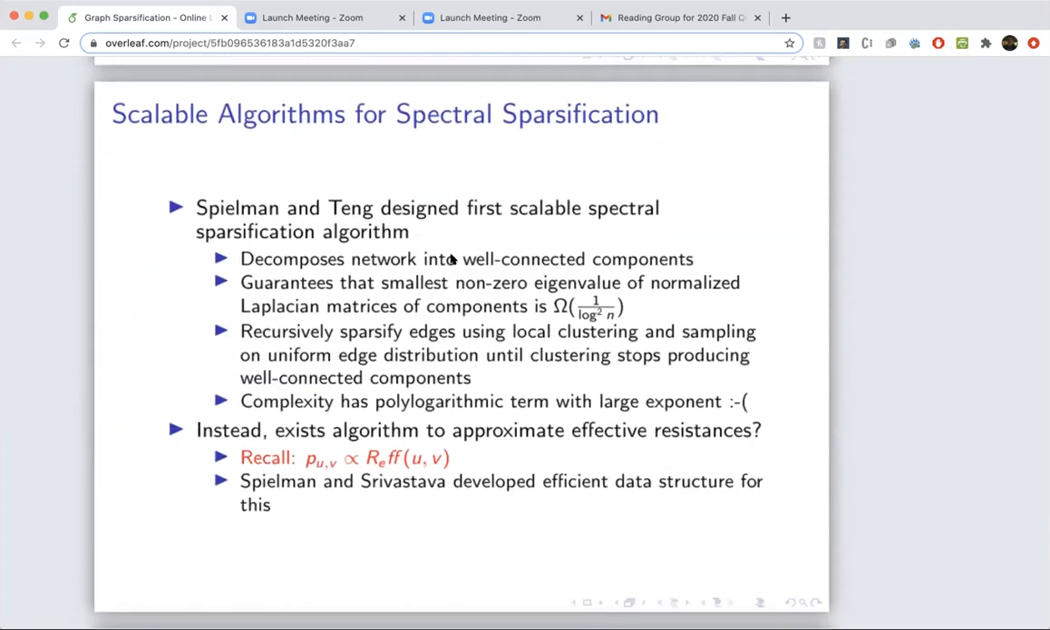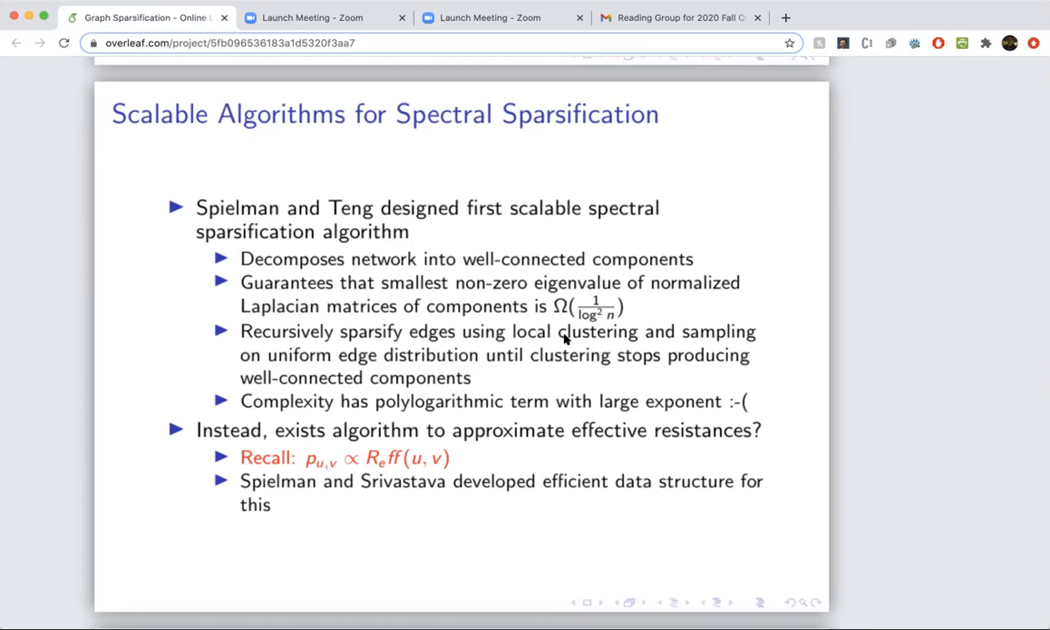So one scalable spectral classification algorithm that was found, but still suffers from this polylogarithmic term with large exponent, is that they decided to decompose the network into well-connected components. And they did it in such a way that we could guarantee that the smallest non-zero eigenvalue of the normalized Laplacian matrices of all these components was on the order of 1 over log squared n. This is a relatively large value, at least larger than 1 over n squared or 1 over n to the fourth. It's a relatively large value for the first non-zero eigenvalue, which indicates that all these components are pretty well connected. So we're actually breaking up this network based on the weakest links that exist within the network.